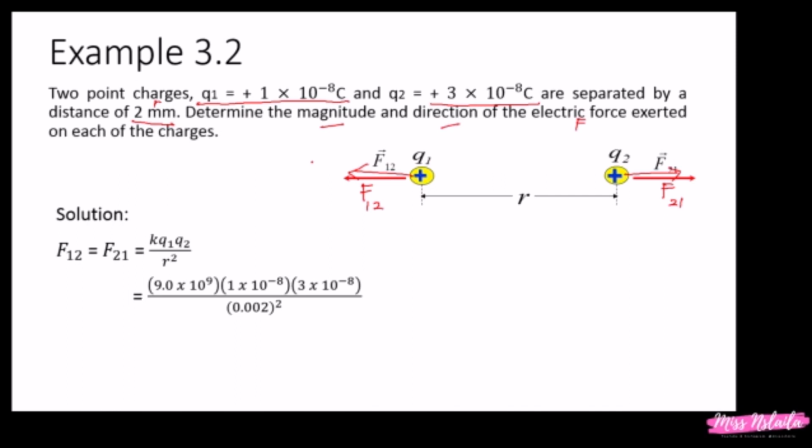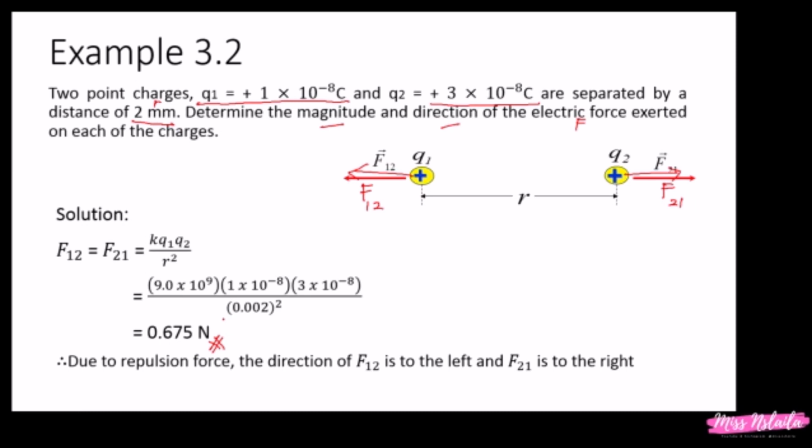Substitute K is 9 times 10 to the power of 9. Q1 is 1 times 10 to the power of negative 8. Q2 is 3 times 10 to the power of negative 8. Divide with R square. R is 2 mm. Convert it into meter. You will get 0.675 Newton. This is the magnitude. What about the direction? Due to repulsion force or repulsive force, the direction of F12 is to the left and F21 is to the right.